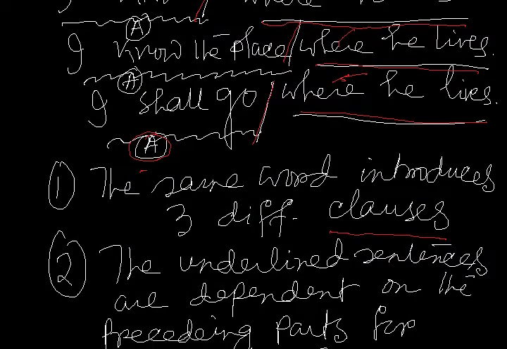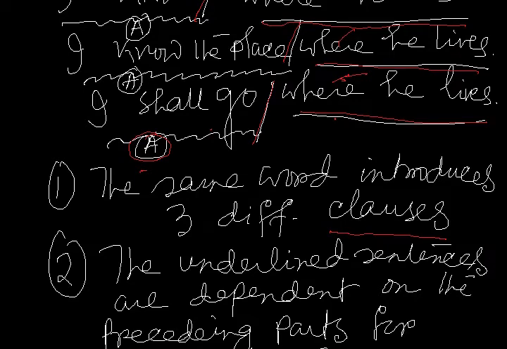And the underlined portions are dependent on the preceding parts of the complete sentence. You see, I know, I shall go where he lives. Now if you do not say I shall go, where he lives is meaningless. That means this portion is dependent on this portion. Similarly, where he lives is dependent on this portion. So part A is integral for the complete sense of the second portion, part B. So the underlined sentences are dependent on the preceding part for complete sense.